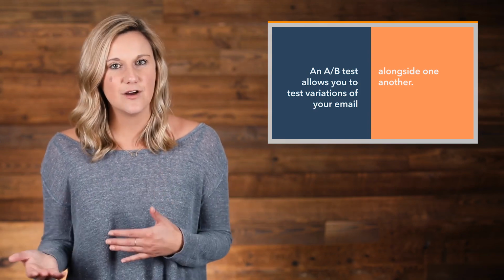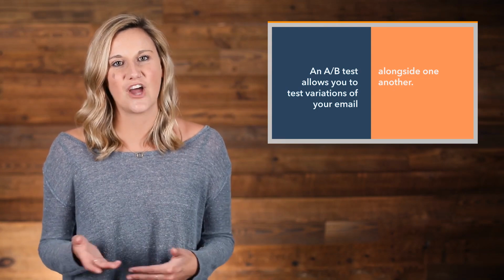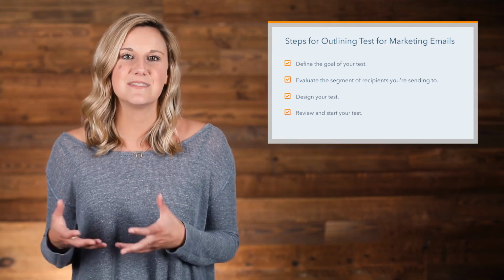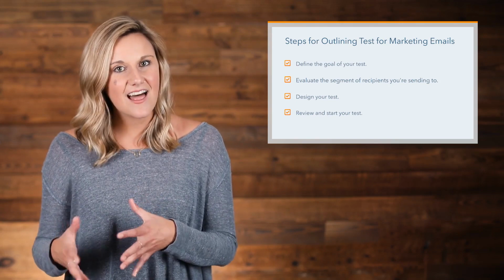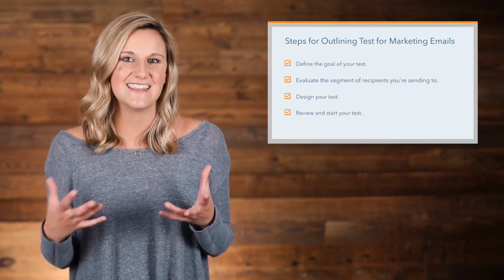Now that you have an idea of what A/B testing is, let's move on to the steps you'll take to run tests on your marketing emails. The first step is to define the goal and purpose of your test. Second, evaluate the segment of recipients you're sending to. Third, design your test. And lastly, review and start your test. These are your steps to get you started on developing tests for your marketing emails. You will analyze and report on these results as well, but first we need to focus on creating the tests.